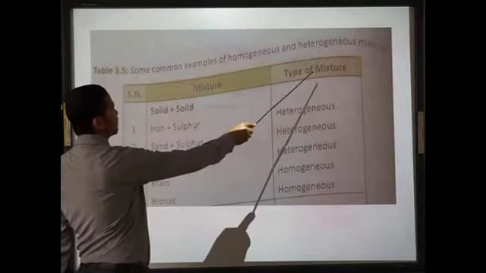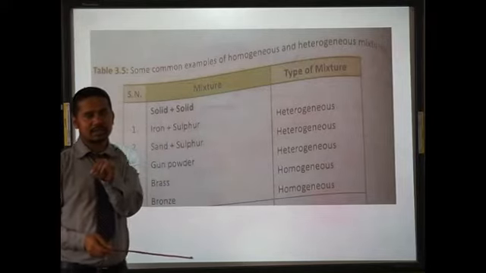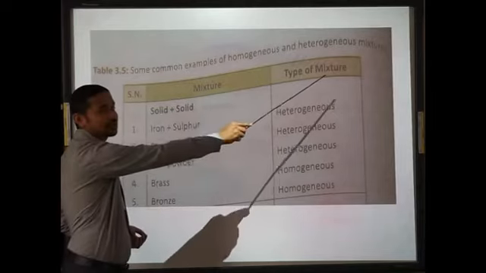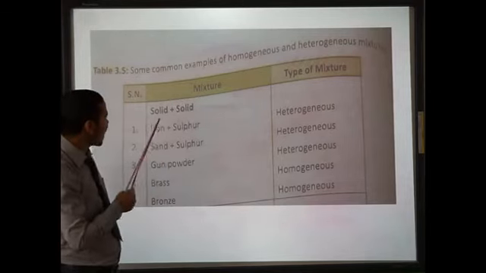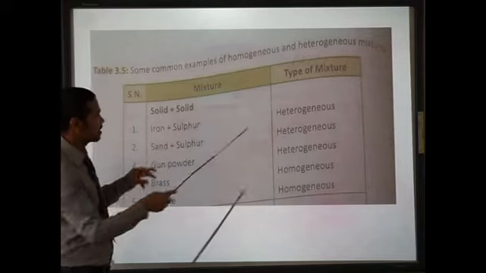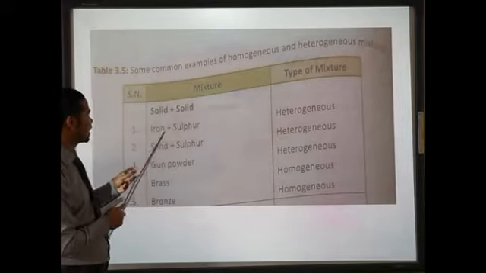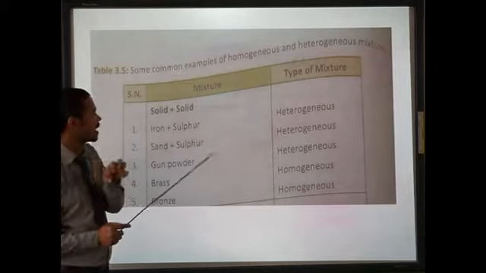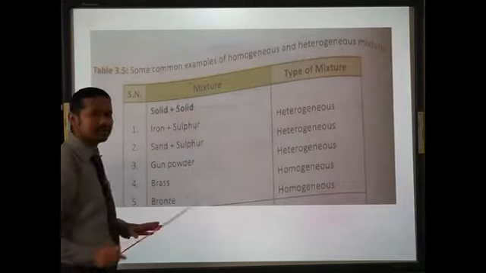So mixture, type of mixture. Solid plus solid. One component is solid and the other component is also solid. So these are the states, and on the basis of state, solid, solid. So iron is solid. Solid iron plus sulfur is also solid. When you mix, they form a heterogeneous mixture. Why do they form a heterogeneous mixture? Because if you bring a magnet nearby, then iron particles will get attracted. Means they are not uniformly mixed. So it forms a heterogeneous mixture.